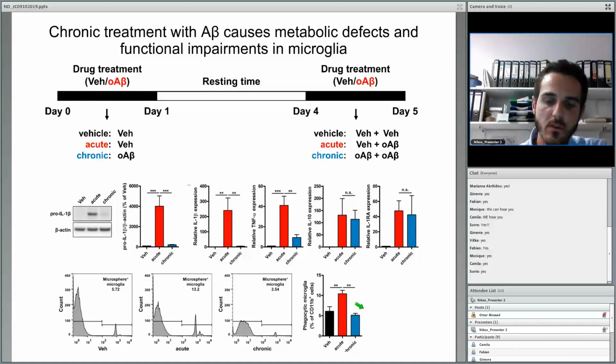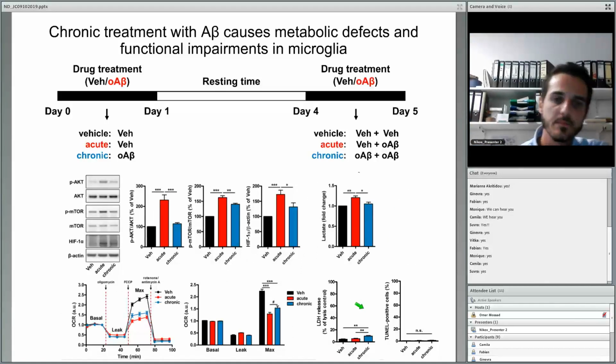So following this, they want to check the mTOR pathway, and as they did before, they check the phosphorylation of AKT, mTOR, and the activation of HIF1 alpha. They see that only the acute phase is increasing this response highly significantly, while the chronic treatment, the chronic exposure to the A beta, only partially increases the phosphorylation of AKT and mTOR and activation of HIF1 alpha, partially activating this pathway, not as efficiently as in the acute phase.